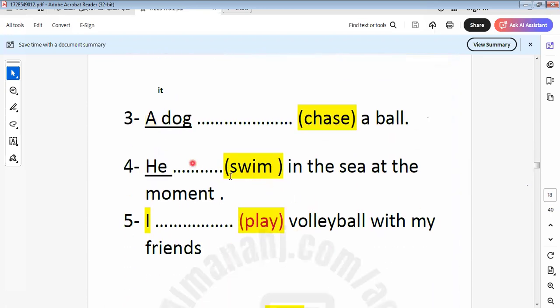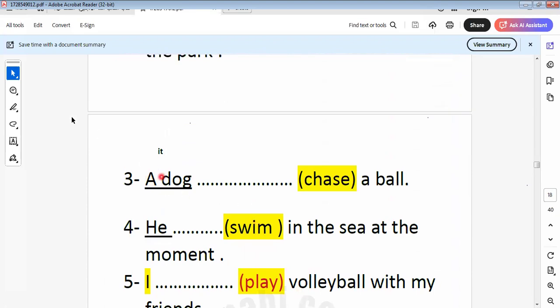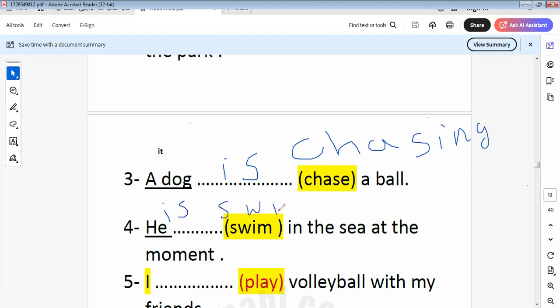Here we have correct the verb. I think this is the kind of question that we can see in the exam. It will be, the dog is chasing a ball. So I omit the e and add ing to the verb like this. Okay, she is swimming. She's swimming.